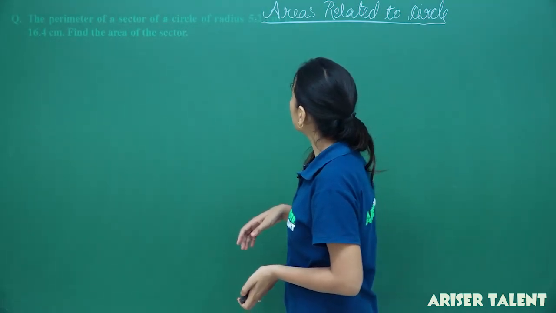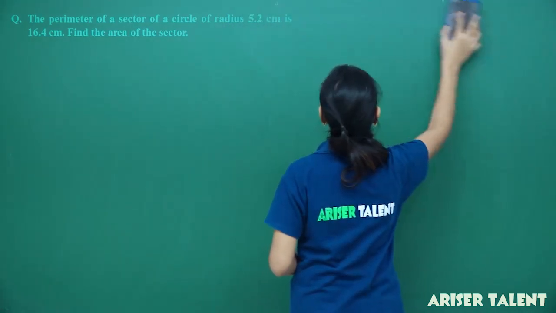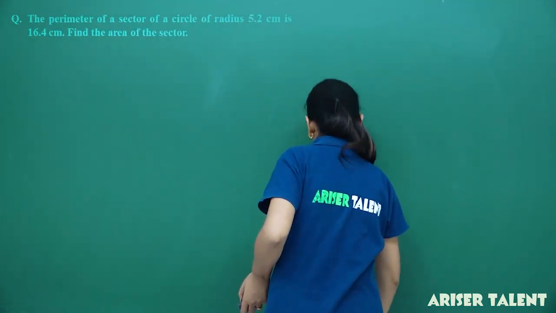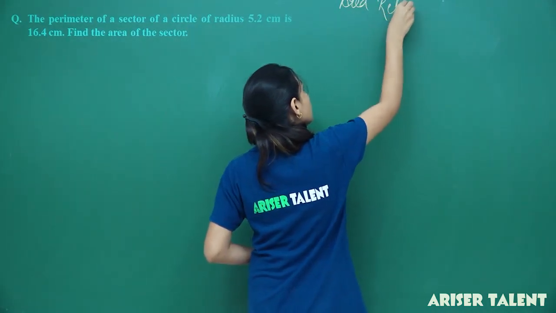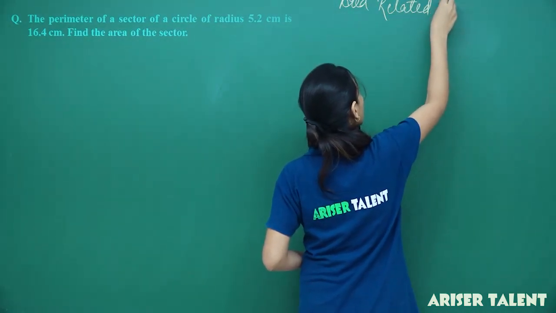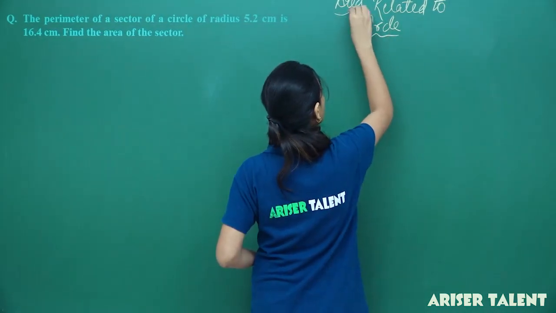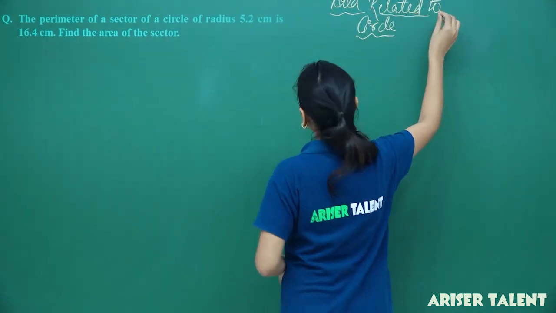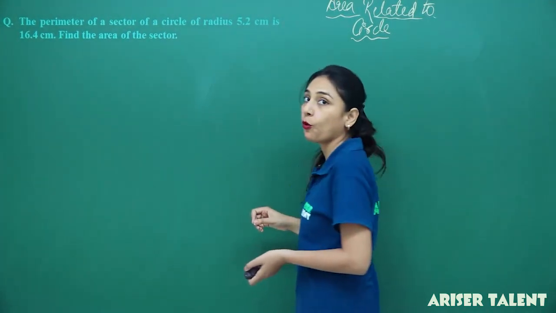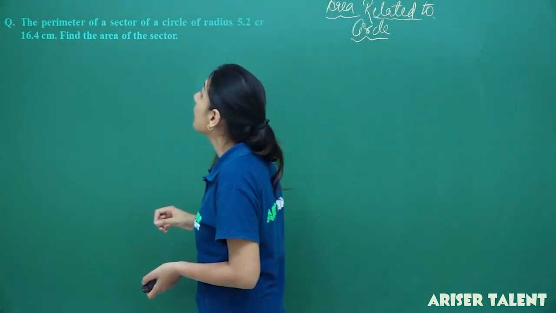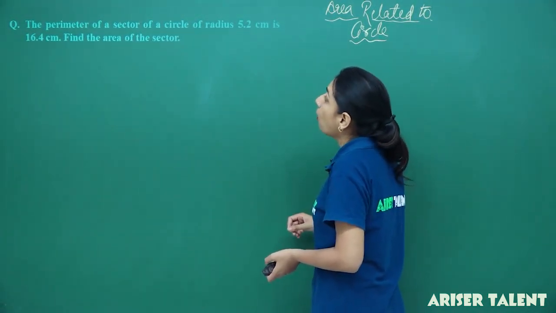Okay, so there's a question. Now students, this is the question. The perimeter of a sector of a circle of radius 5.2 centimeter is 16.4 centimeter. Find the area of the sector.